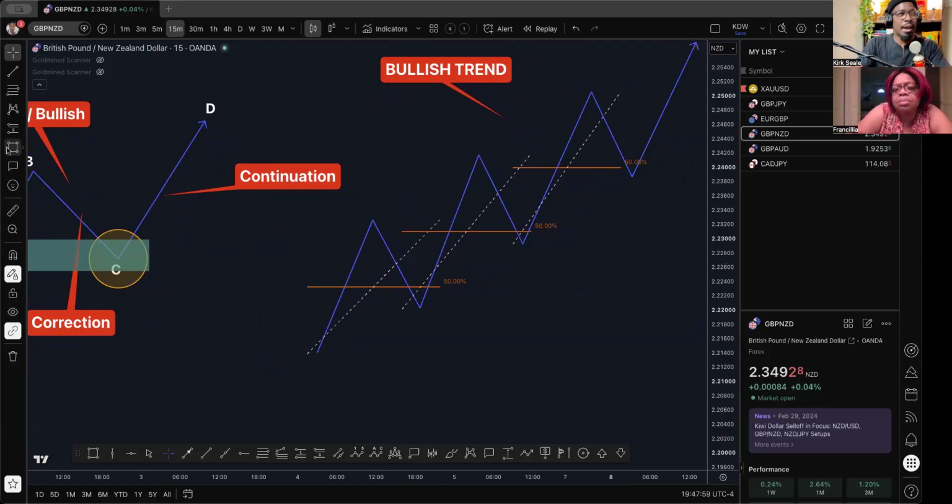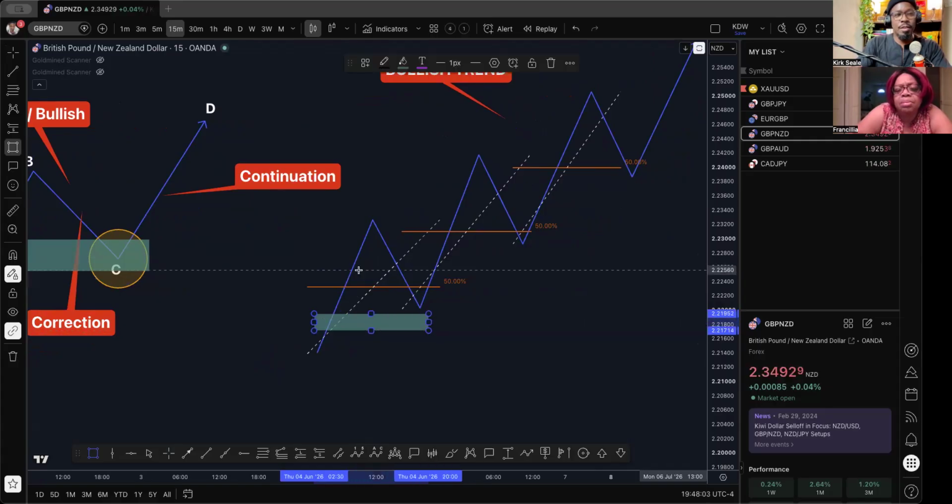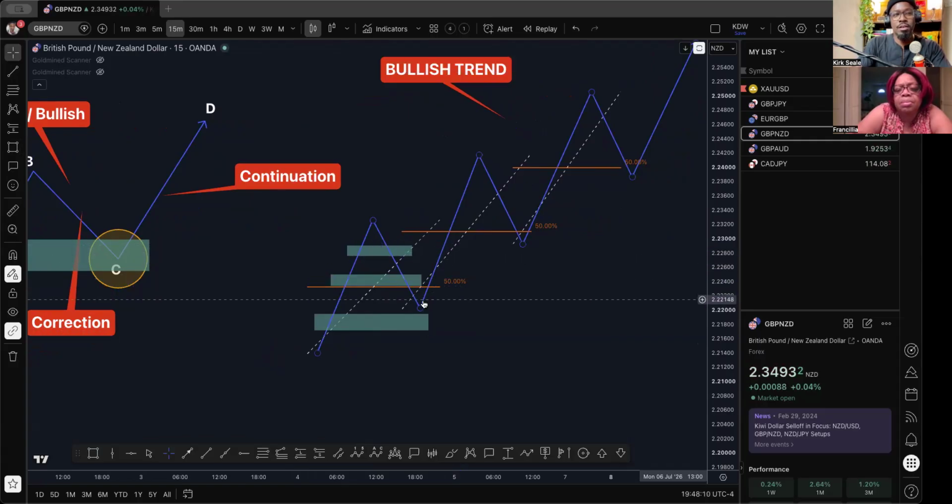So sometimes this unfinished business might be here. There might be unfinished business right there. There might even be unfinished business right here, right? And the market could decide to just come to this point and continue pushing. Come here, continue pushing. Come here, continue pushing.